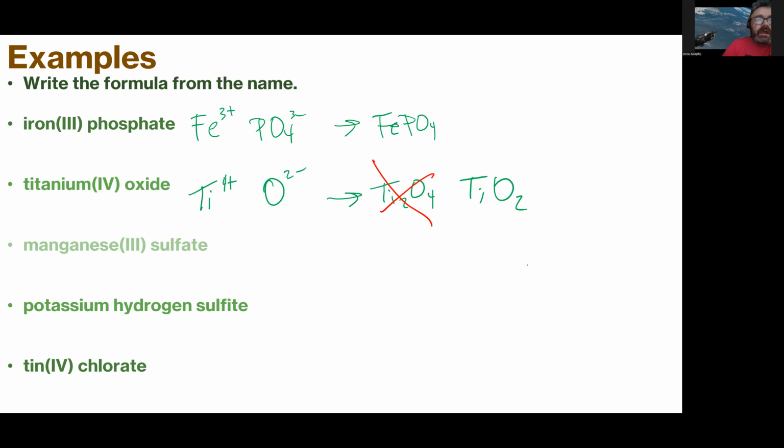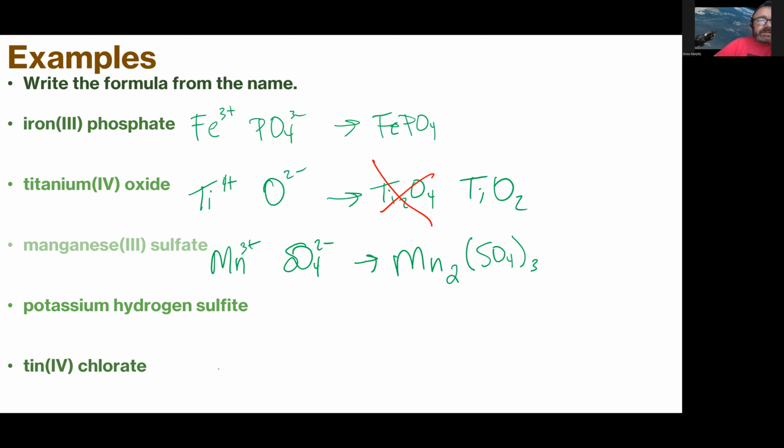Manganese 3 sulfate. So manganese 3 plus. We know a sulfate should be SO4 2 minus. We got a 3 and a 2, so this should be manganese 2, sulfate would need our parentheses, 3.